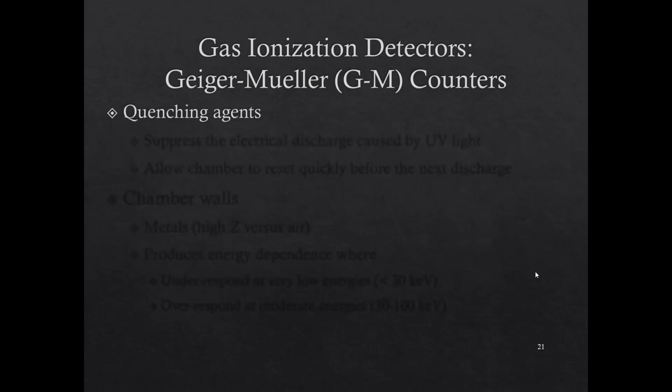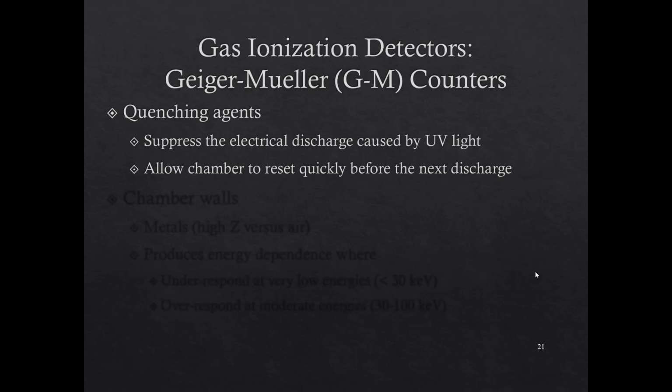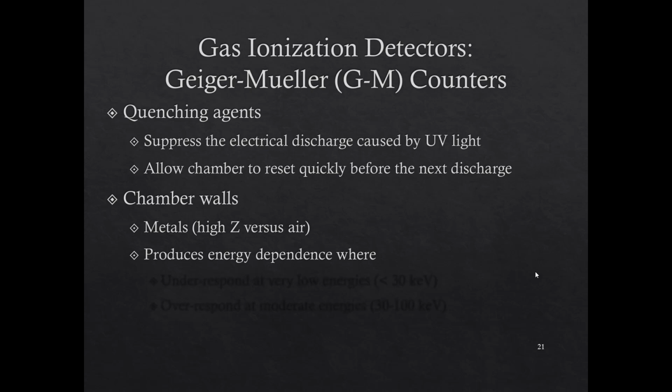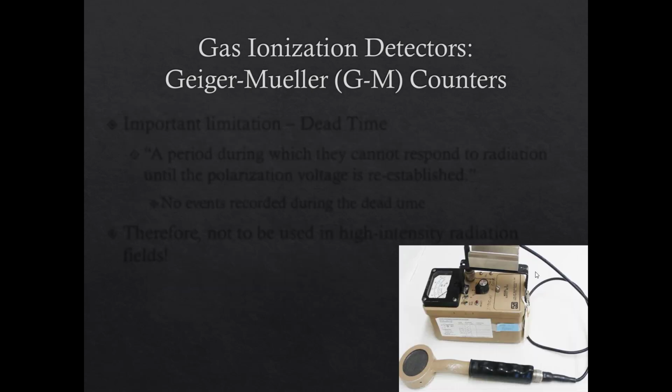So GM counters are going to have quenching gases. This helps to suppress the electric discharge caused by UV light and allows the chamber to reset quickly before the next discharge happens, which is important, otherwise the functionality would not be there. The chamber walls, instead of being air equivalent, have to be metal, a high Z material. A downside of this is you have an energy dependence, so it under responds at lower energies and then over responds at moderate energies, which you don't see in the ionization chambers.